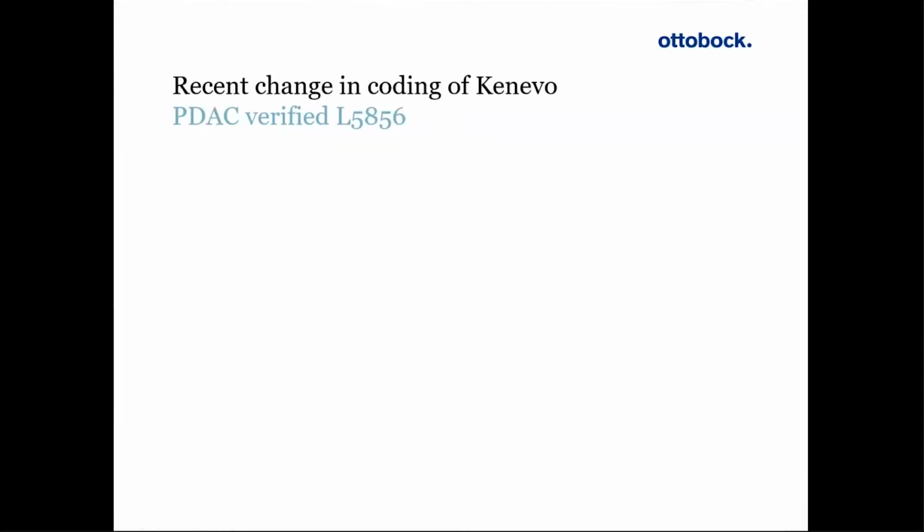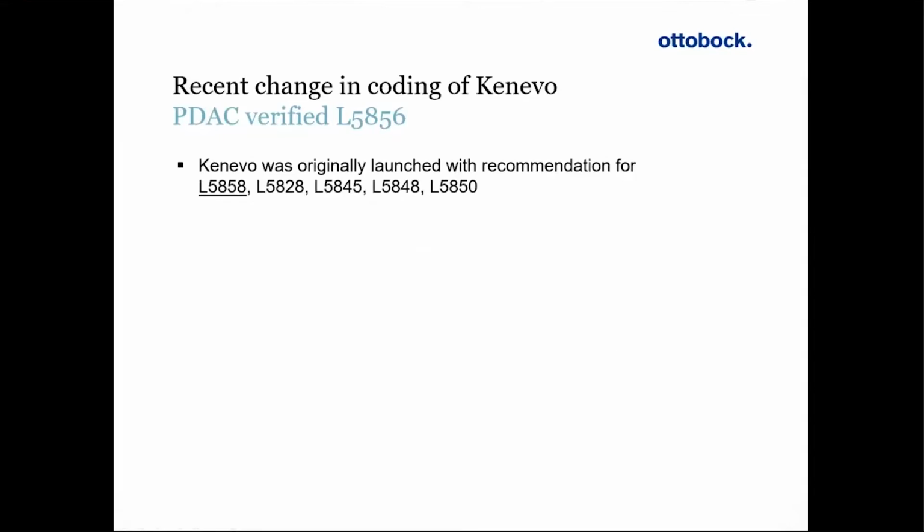So there was a recent change in coding of the Kenevo. Originally, the Kenevo was launched with a recommendation for billing the L5858, that is microprocessor stance control only, together with L5828, that is hydraulic swing and stance control, L5845, which is stance knee flexion, L5848, which is stance extension dampening, and L5850, which is swing extension support.